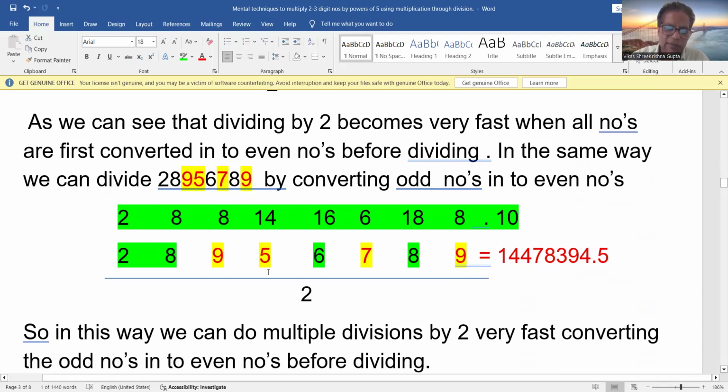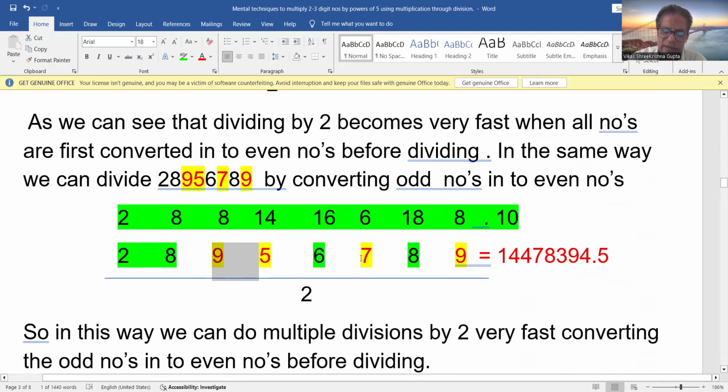2 8 9 5 6 7 8 9 is to be divided by 2. Now here the digits 9, 5, 7 and 9 are the odd digits. So I first convert them into even digits so that my division becomes very fast. So 28 is as such. Now I write the next even number below 9, that is 8. So I take 8, and the 1 which is left, I take to 5. So 5 becomes 15, but 15 is an odd number. So I write it as 14, and I take 1 to 6. So 1 with 6 becomes 16.